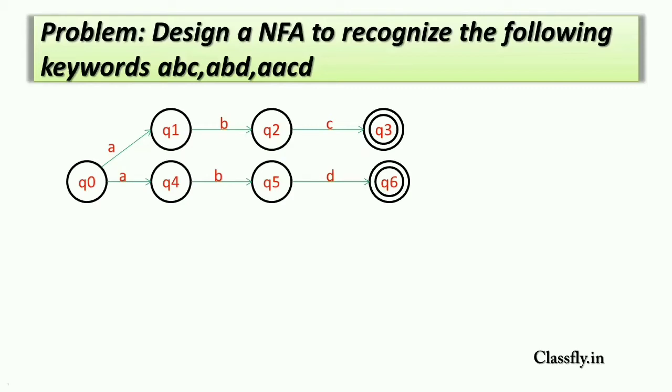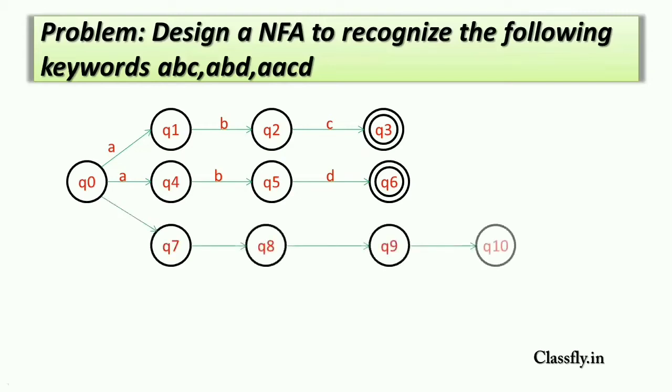The next keyword is AACD. In the same way the states are constructed and the input symbols are passed, and AACD is read as a keyword and ends at Q10. Now Q0 is the start state because all the keywords start from Q0, hence it is the start state. So this is the transition diagram for the given problem.